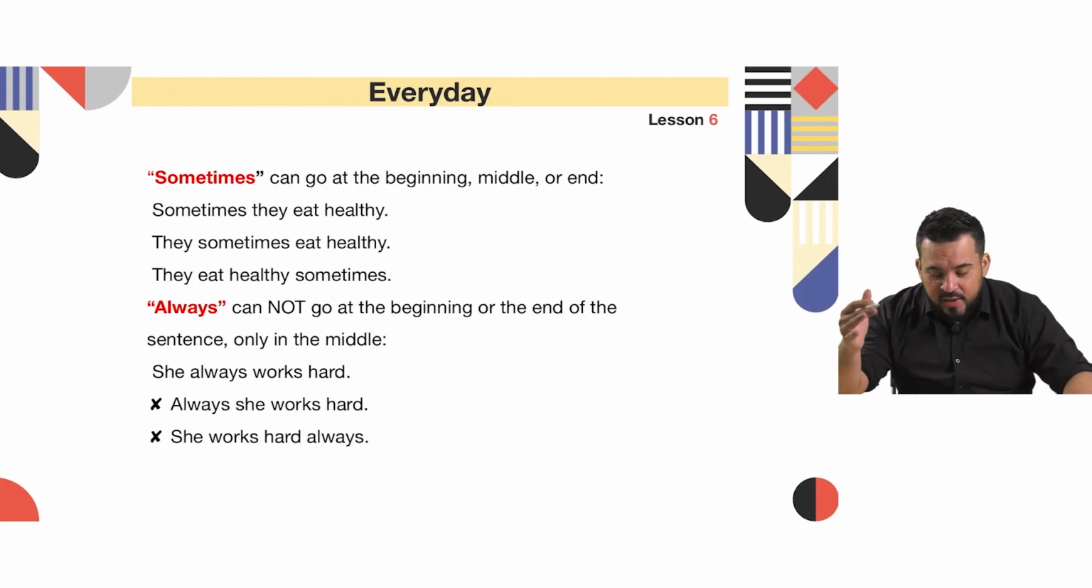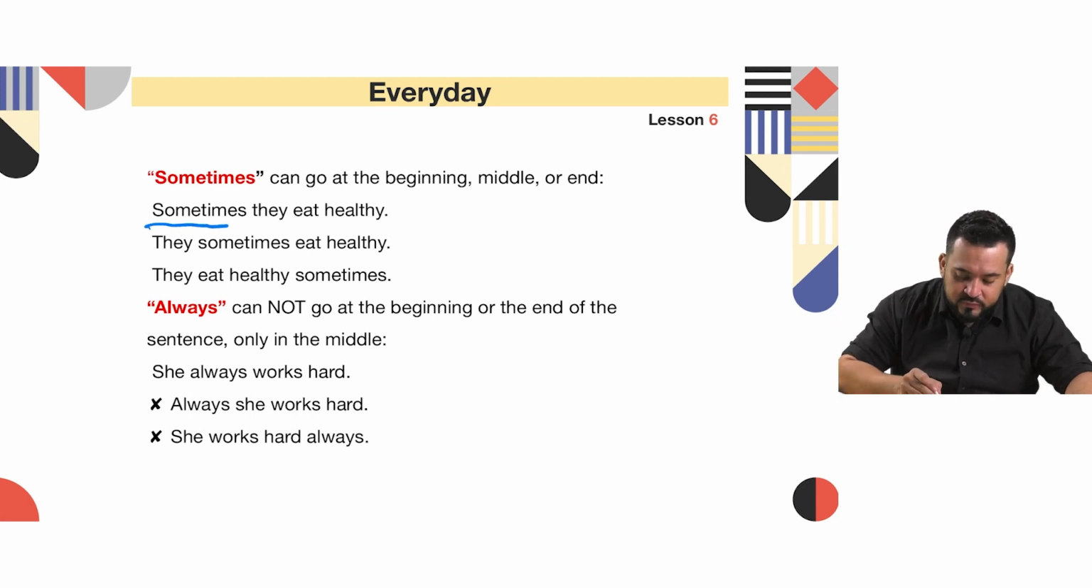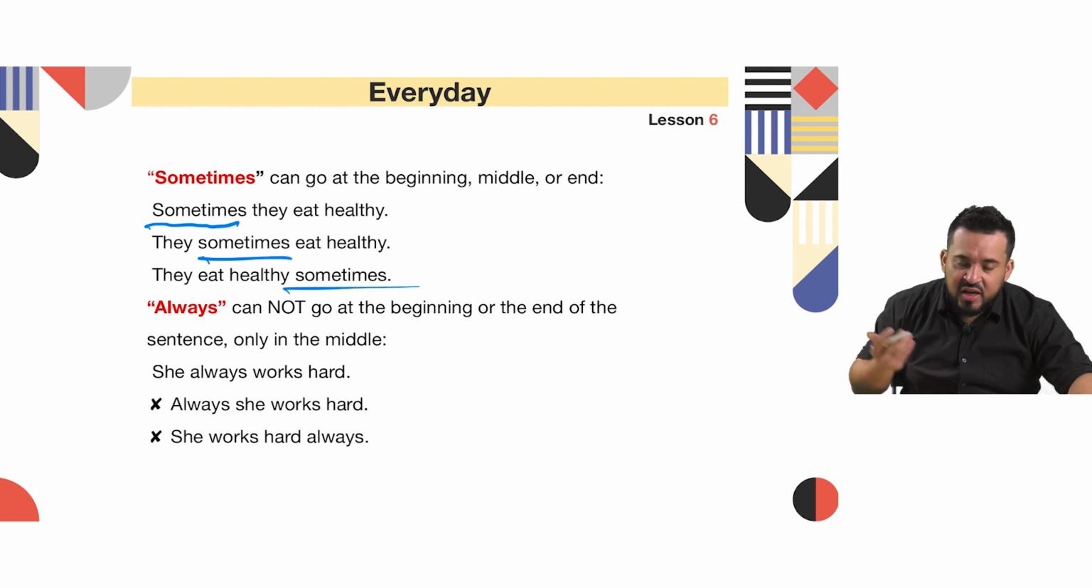Sometimes it can go in the beginning, or it can go in the middle, or it can go at the end of the sentence. Like, sometimes they eat healthy. They sometimes eat healthy. They eat healthy sometimes. It's all correct.